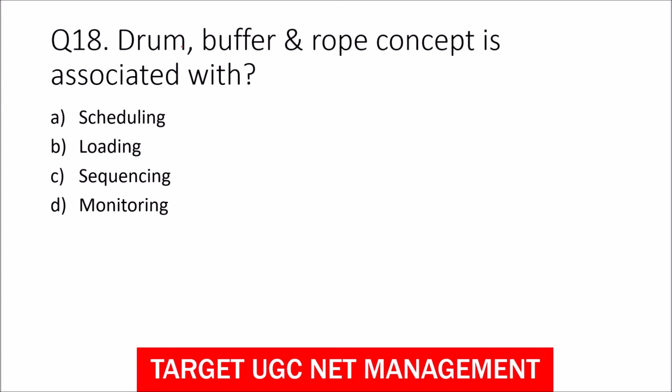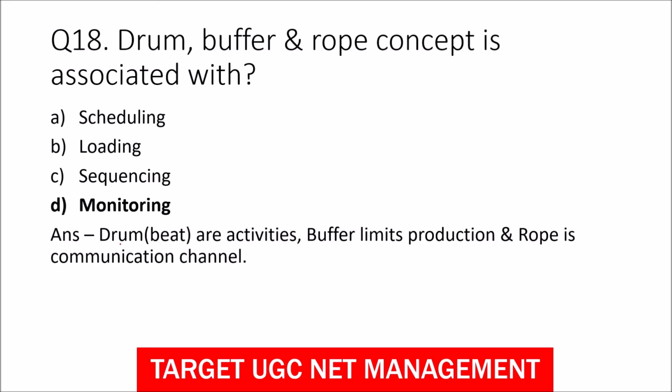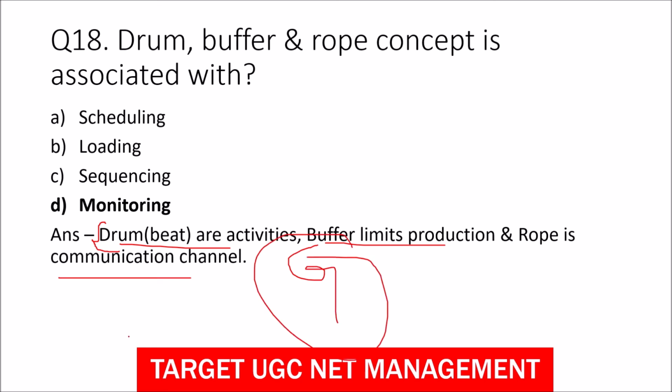Question 18. Drum, buffer and rope concept is associated with monitoring. Drum beats the activities, buffer limits the production, and rope is a communication channel. And who has given this theory of constraints? It is given by Goldratt, as we studied in the previous question.